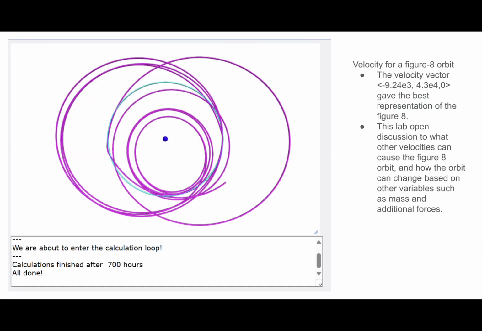On the previous slide, we are able to experiment with the initial velocity vector so that we have a figure 8 orbit. After numerous trials, this is the vector that produced the best representation for the figure 8 orbit. Although this is the only successful vector that I could find, there are still other possible velocity vectors.